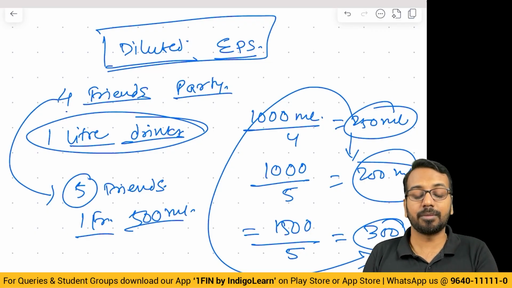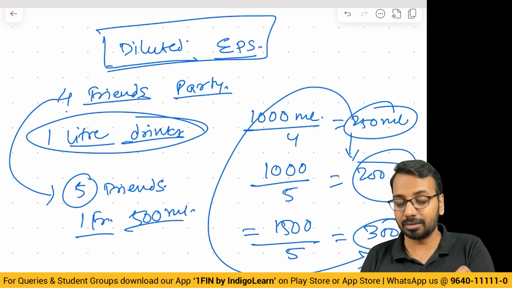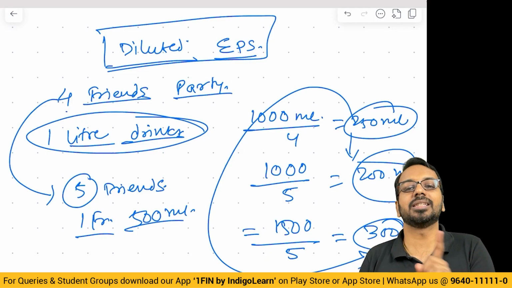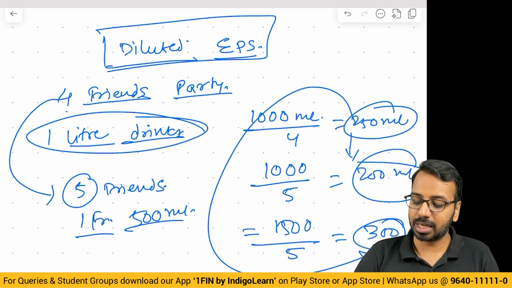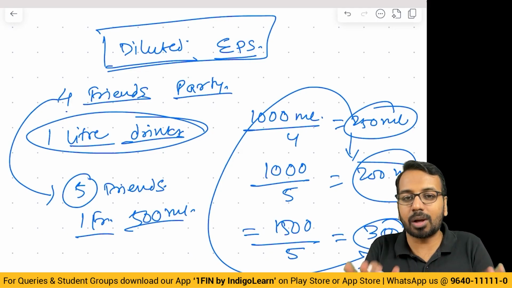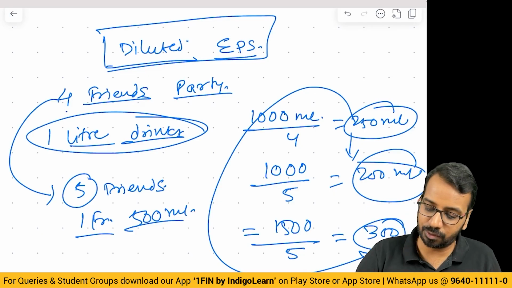When your share has increased, it is anti-dilutive. When your share has decreased, it becomes dilutive. Okay, this is the concept of dilution of share. Now, these are day-to-day life examples.